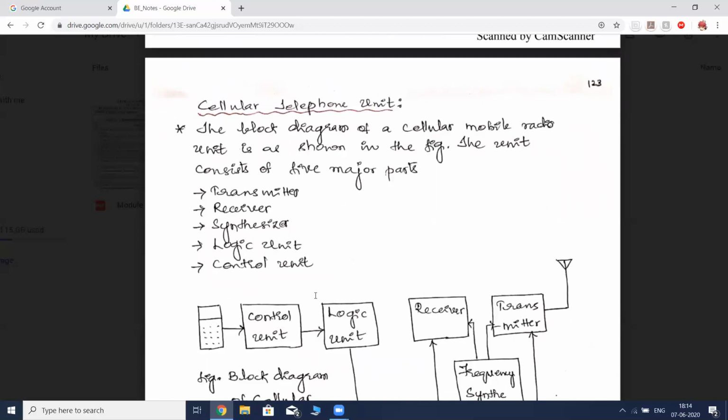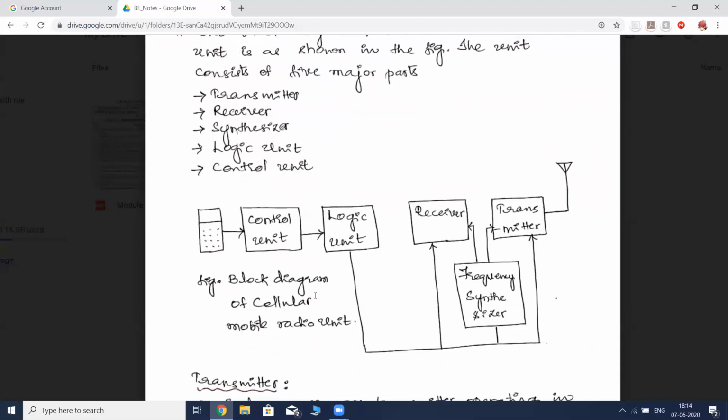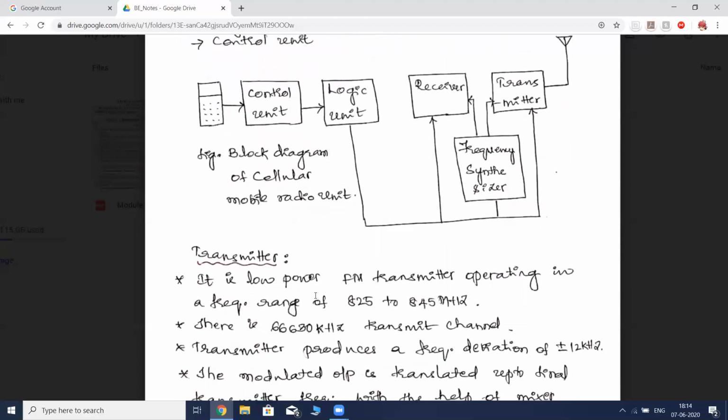This gives us the block diagram of the cellular mobile radio unit. It consists of 5 parts. What are these parts? Obviously, we must have a transmitter, a receiver, and a frequency synthesizer. We must have a logic unit, and also a control unit which will control all the things.